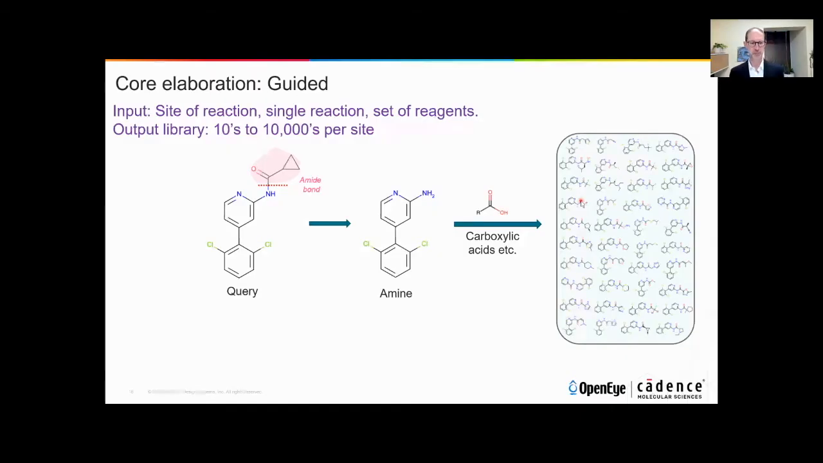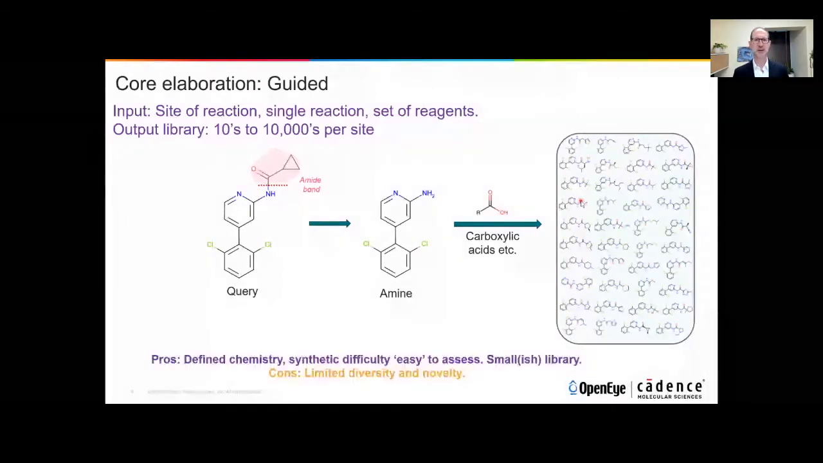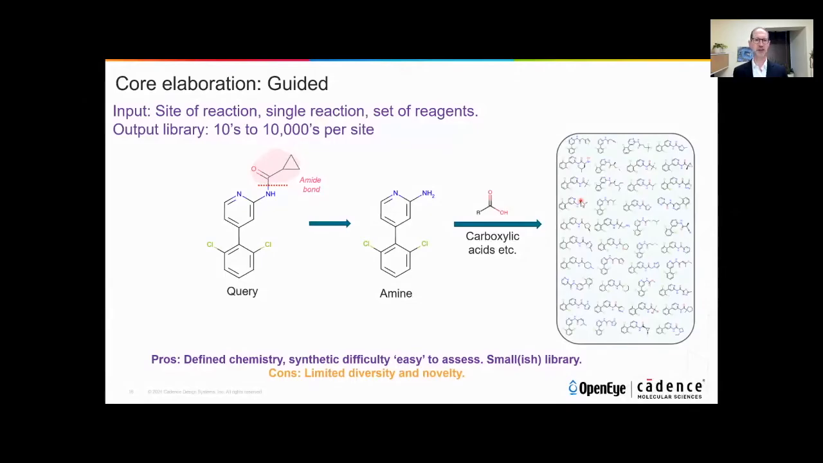This has the advantage there's well-defined chemistry that you can predict fairly well how it's going to work, and you're going to generate a relatively small library, though of course, if you have 3 substitution points and 1,000 reagents at each point, that's already 1 billion molecules. Because you're defining a reaction at a single position in a single piece of chemistry, you've got limited diversity and probably therefore limited structural novelty.